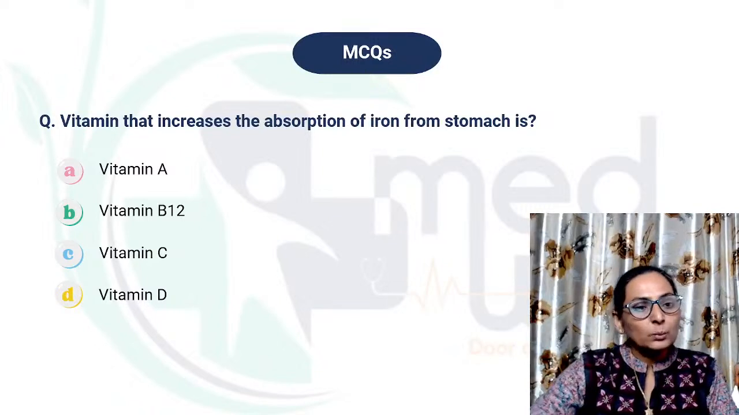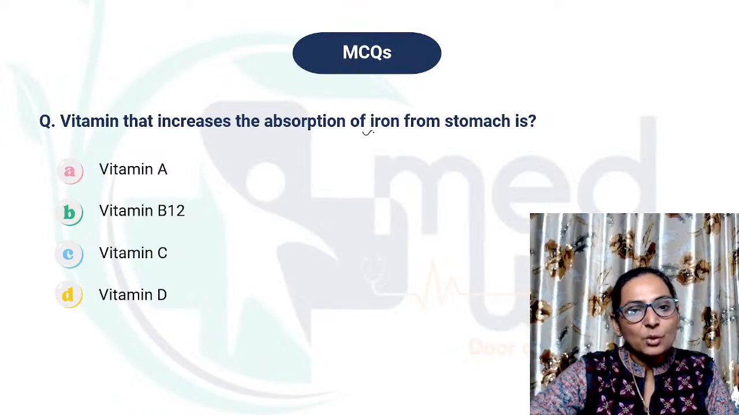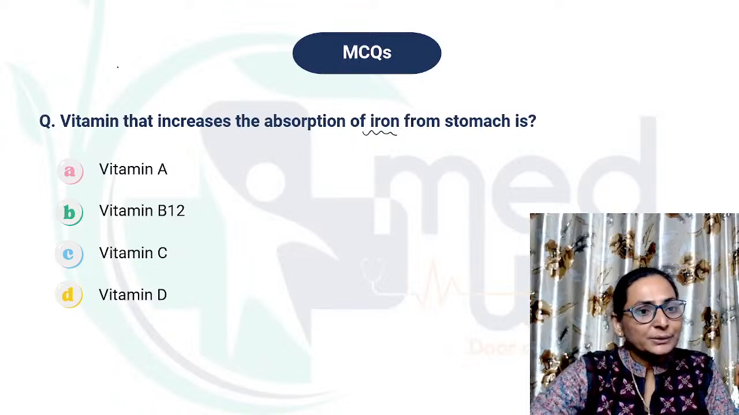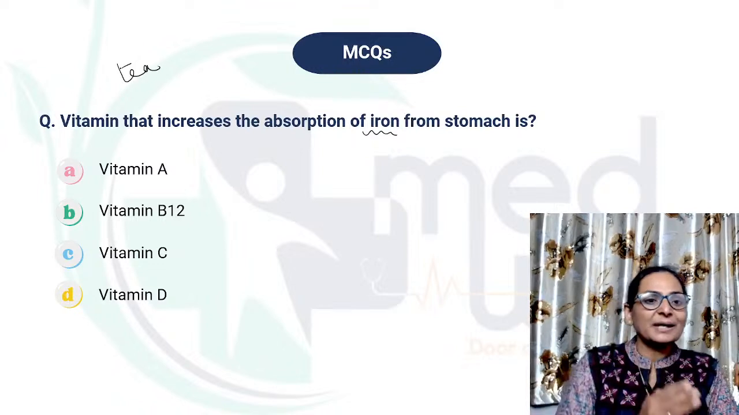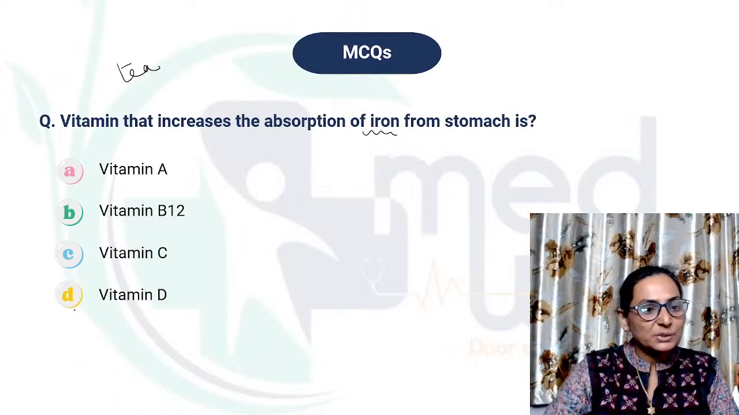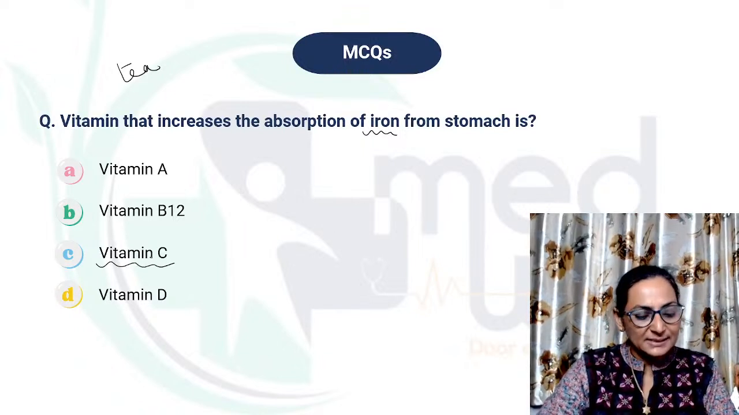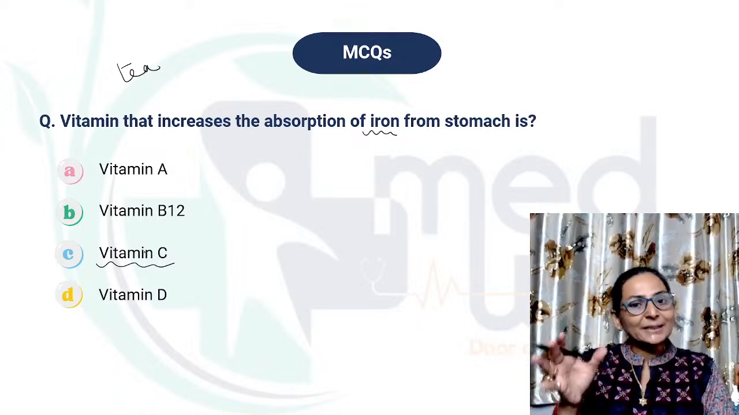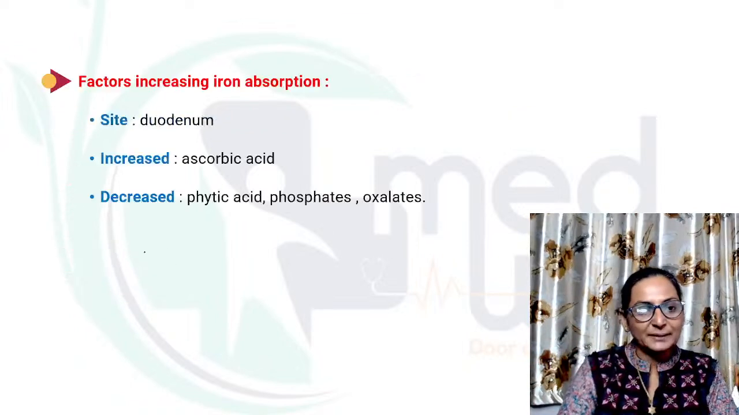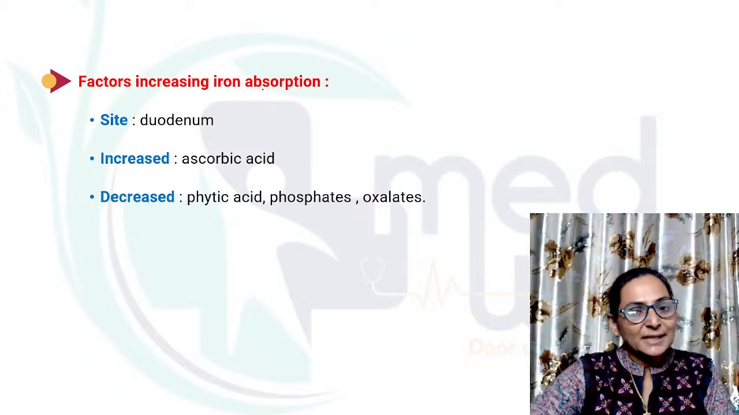Now, the vitamin that increases the absorption of iron from the stomach. The same type of question was also asked, wherein options like tea, phytates, oxalates were given related to iron. Of course, we know that vitamin C increases the absorption of iron. Tea, phytates, oxalates are known to decrease the absorption of iron. Right? So the chief site of iron absorption is the duodenum.